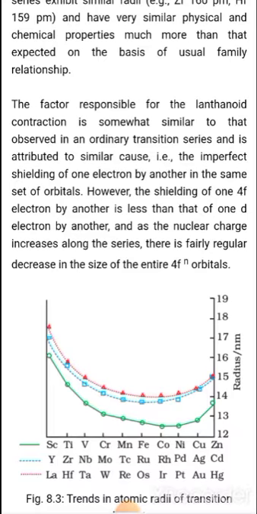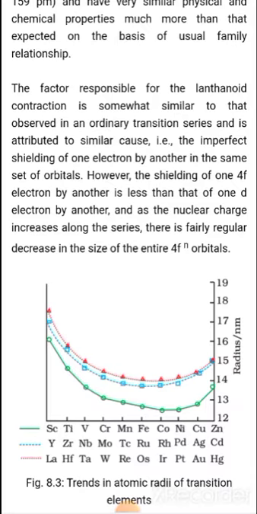But see, the factor responsible for the lanthanide contraction is basically the same one we observed in the transition series. Because in the transition series also, the d orbital shows a poor shielding effect. The same thing applies in the case of lanthanoids. In the lanthanoids, we have to fill the 4f first, and the f shows an even poorer shielding effect as compared to the d.